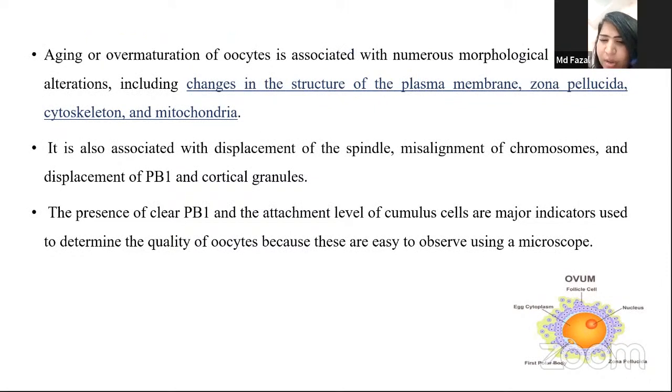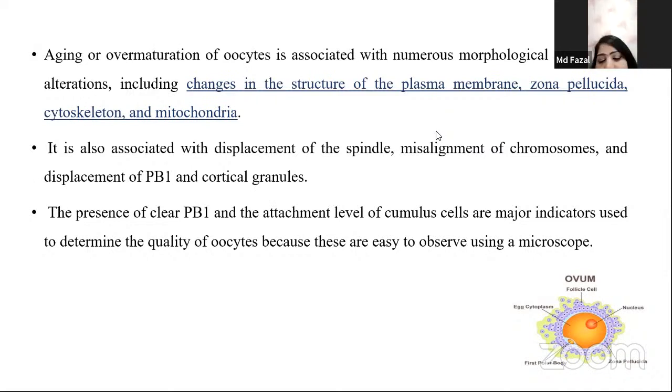The aging or over-maturation of the oocyte is associated with numerous changes. Can you see this picture wherein you have the yellow part, which is the actual oocyte, and the blue membrane, which is called the zona pellucida. Outside the zona pellucida, the purple cells which you can see are the cumulus oophorus cells, which help in nurturing the oocyte and in its development, so that it is guarded and protected when it is coming out for fertilization also. The cumulus oophorus cells help in nourishment of the oocyte.